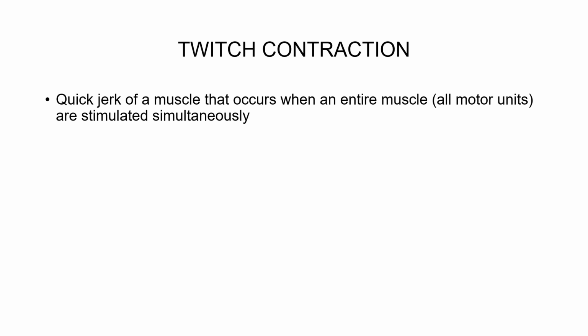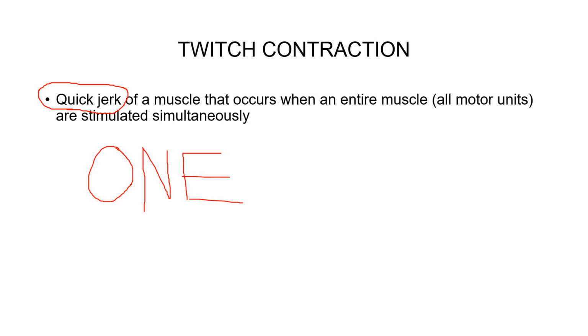Okay, so we have a few more types of contraction that we need to introduce. Number one is a twitch contraction, and you can see it's a pretty simplistic definition. It's a quick jerk of a muscle that occurs when an entire muscle is excited at the same time. So the key word here is jerk, a quick jerk, meaning it's singular. A true definition of a twitch contraction is just one jerk of a muscle. Now, this doesn't really happen unless we're in a laboratory setting.